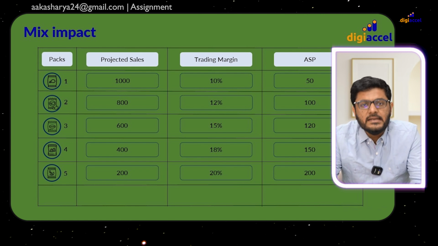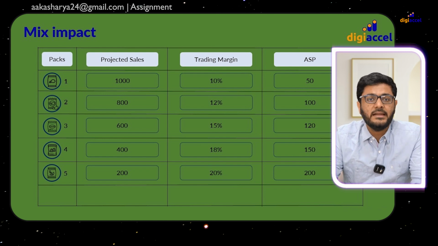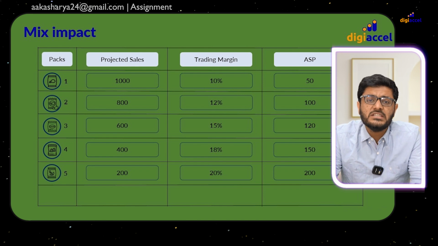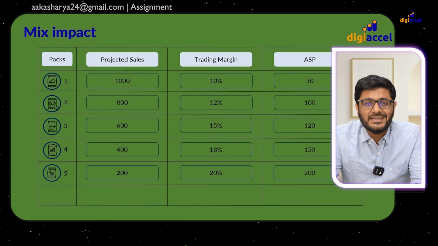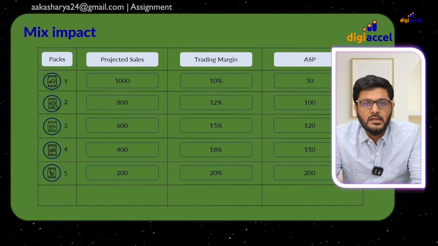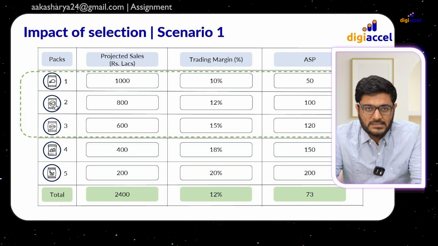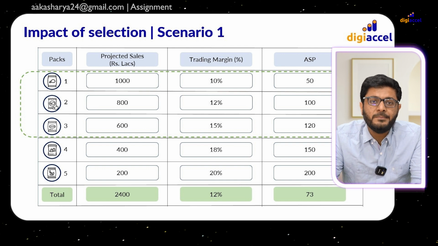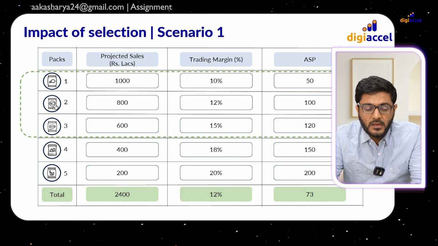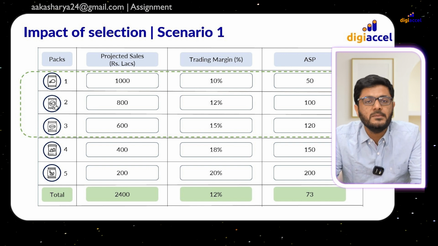Now, if you have this, and let's say you have to select only 3 SKUs, right? Let's say as a retailer, because you're optimizing for supply chain, you can only select 3 SKUs, which is a very common problem or a constraint with which retailers operate. Now, let's see how it pans out differently. If you select packs 1 through 3, which is the top selling packs, your total sales of the packs that you've selected will be 2,400, right? But the trading margin on average will only be 12% and the ASP will be 73.